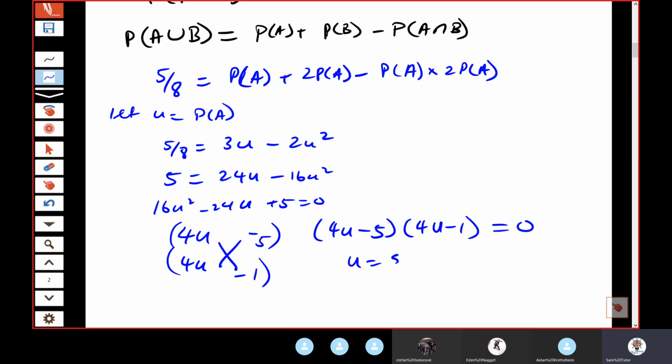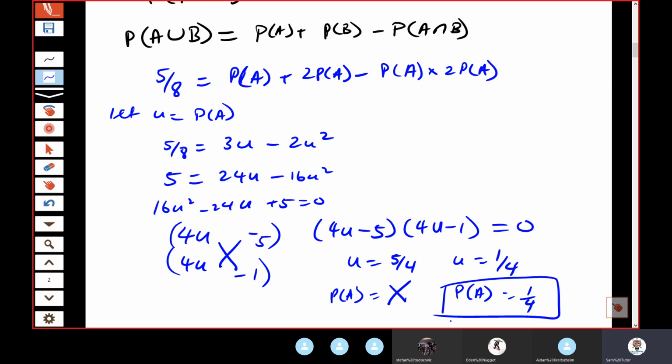So U equals 5 on 4, U equals a quarter. So that means the probability of A, it can't be 5 on 4. Can it be now? No, because you can't have 1.25 as a probability. So the only answer we have is a quarter.